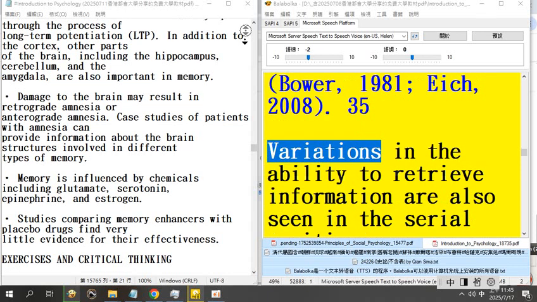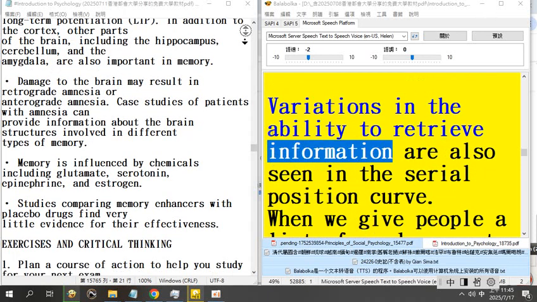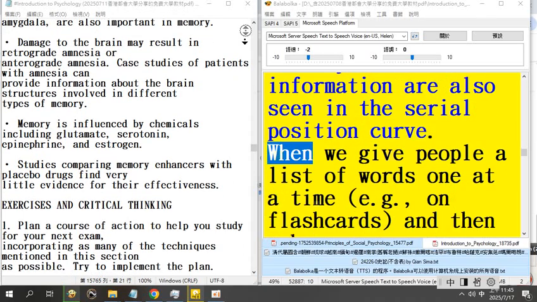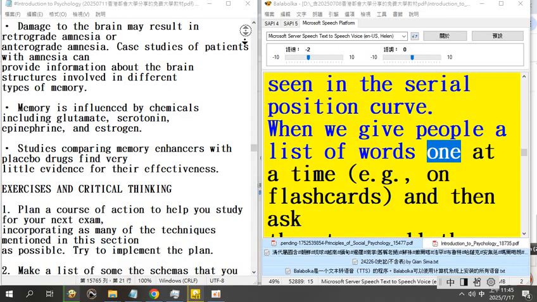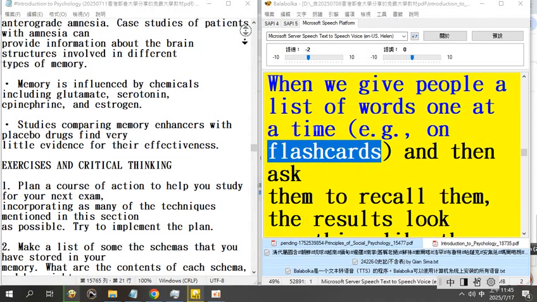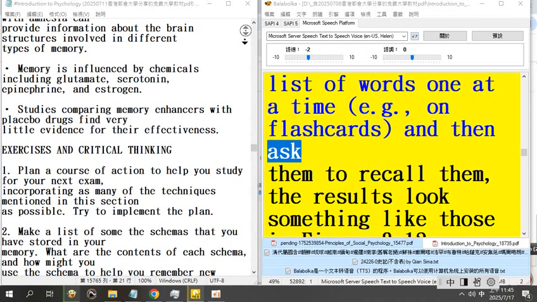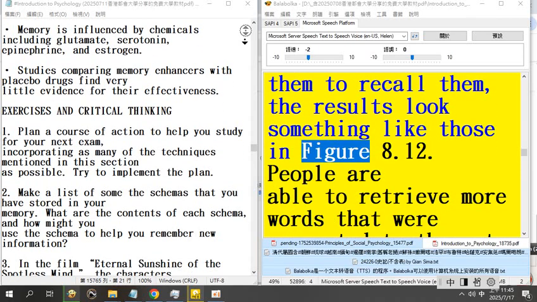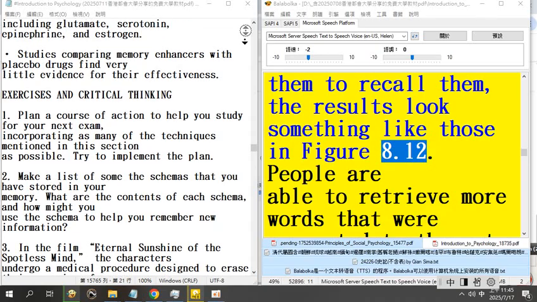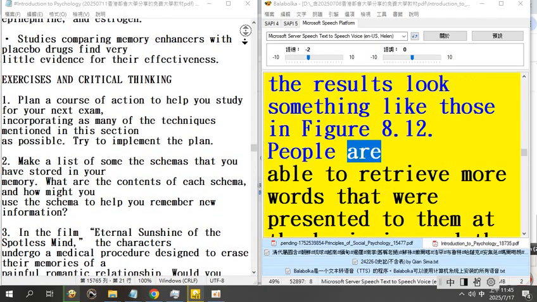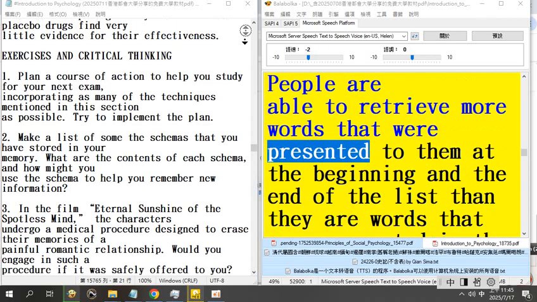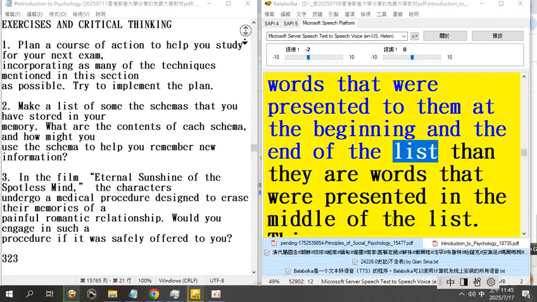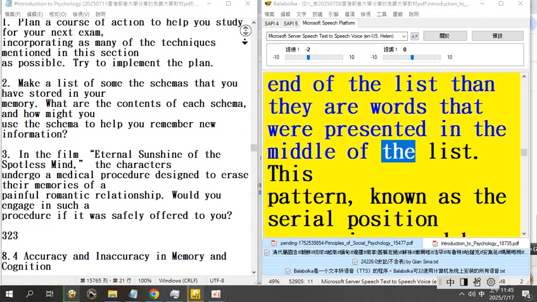Variations in the ability to retrieve information are also seen in the serial position curve. When we give people a list of words one at a time, for example on flashcards, and then ask them to recall them, the results look something like those in Figure 8.12. People are able to retrieve more words that were presented to them at the beginning and the end of the list than they are words that were presented in the middle of the list.